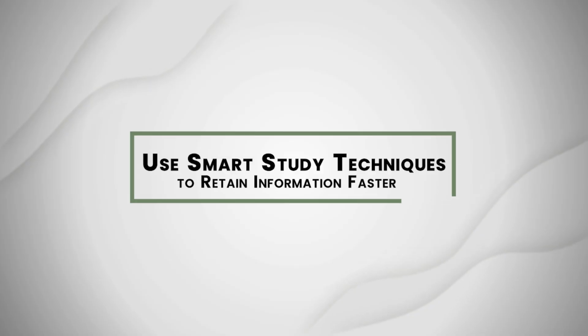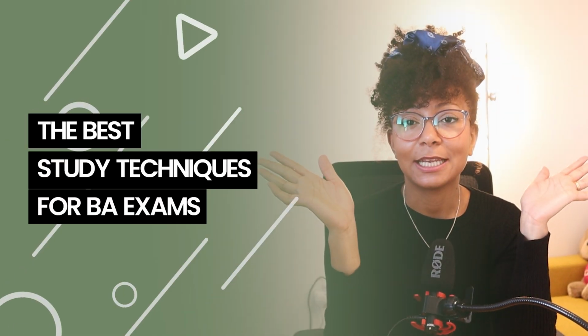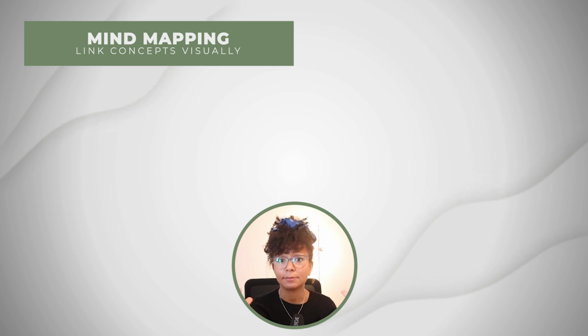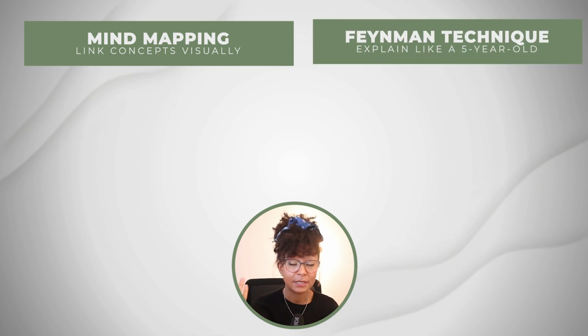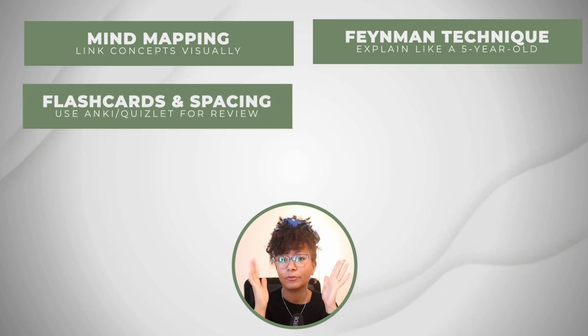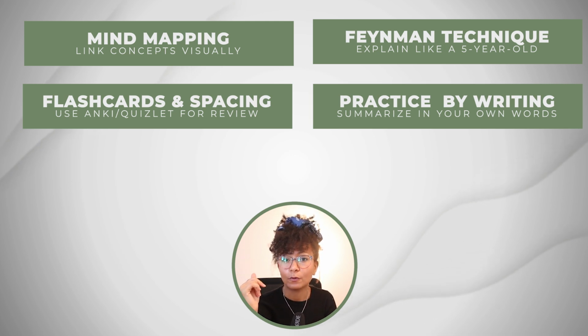Step 3 is to use smart study techniques to retain information faster. Just reading a textbook won't help you remember the material at all. Instead, you want to use active learning techniques that make studying more effective. Here's the best study technique for BA exams that I've used. One is mind mapping. You want to create visual summaries to link the concepts together. There are other techniques that you can also use to explain complex topics in simple terms, for instance, as if teaching a 5-year-old. Another technique which really helps is flashcards and spaced repetition. That will help you to reinforce your concepts. One of my favorites is to practice by writing. You want to summarize the key ideas in your own words instead of copying the notes.